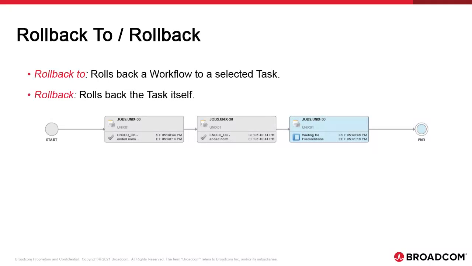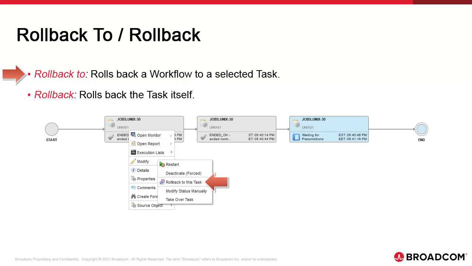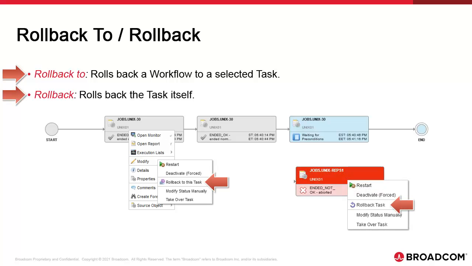You should be aware of the rollback actions, which can be applied to ended tasks. This allows operators to backtrack on certain processes when necessary. There's two actions, and they depend on how the processes were designed. We have the Rollback2 action, which lets us move all the way back to an earlier point in the workflow, and the straight rollback, which lets us roll back the task itself.